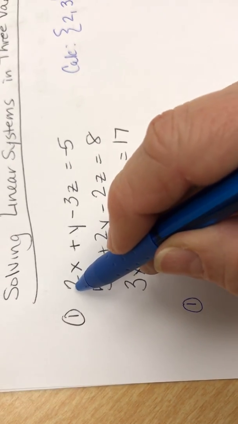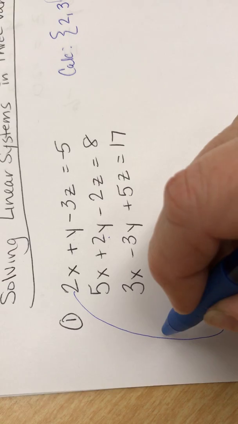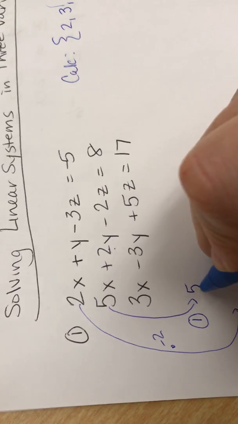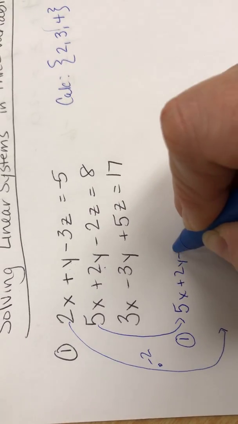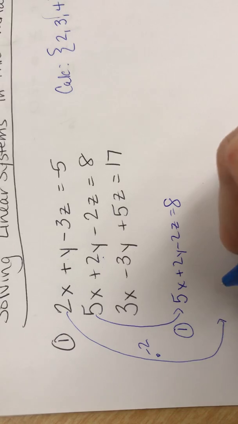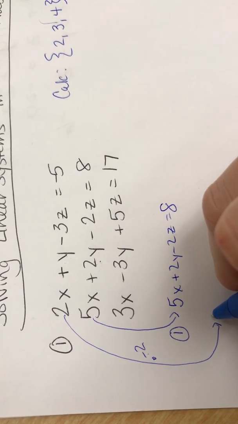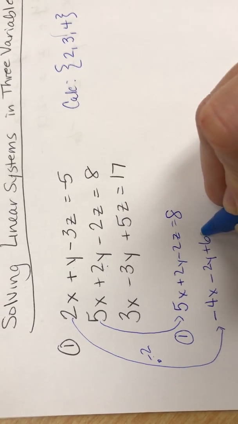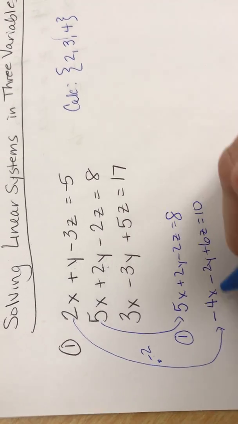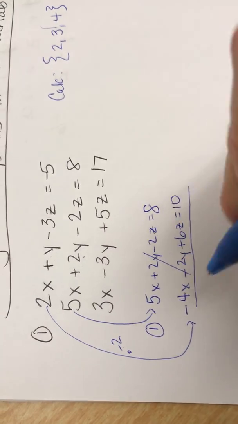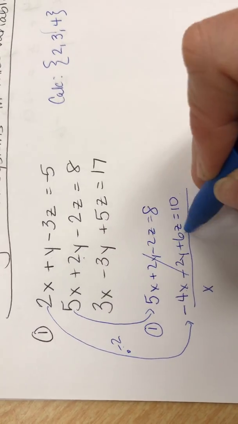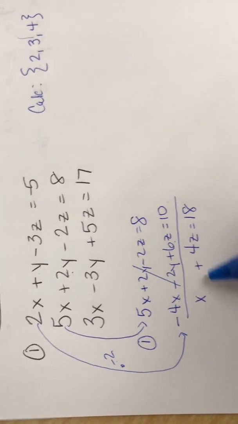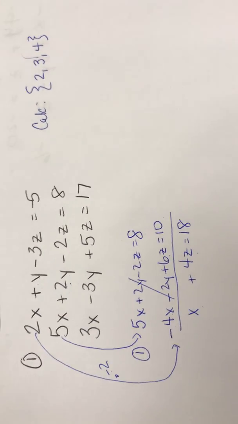I'm going to take the first equation and times it by -2, and I'm going to take the second equation and just bring it down. So 5x plus 2y minus 2z equals 8, and multiply everything by -2. So that's a -4x and a -2y and a plus 6z equal to 10. So now my y's cancel, and I'm going to get x positive 4z equal to 18. So now I have a 2-variable system, okay?